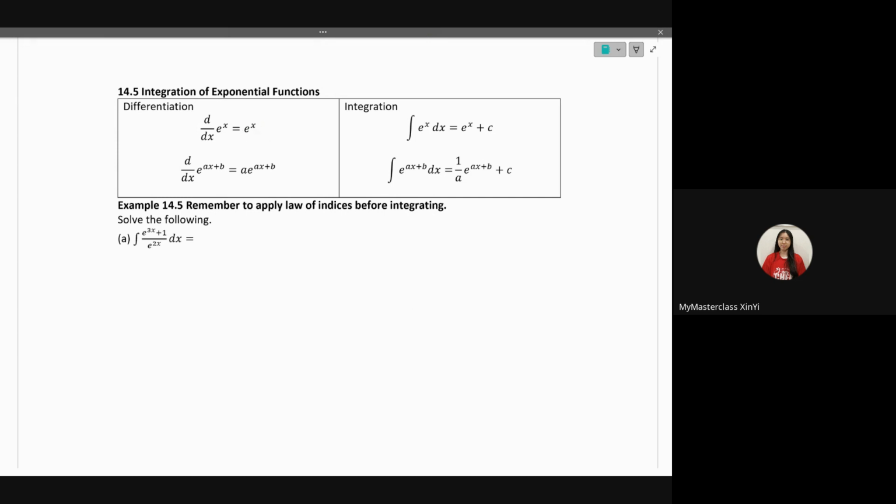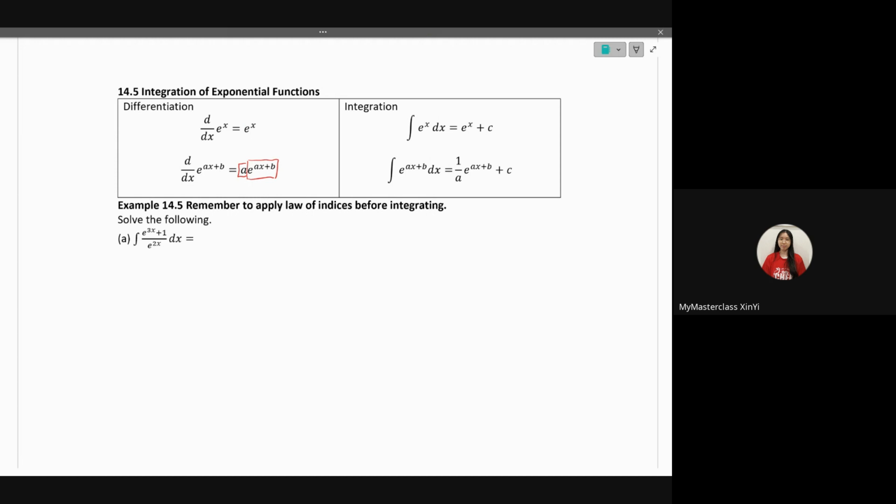And when we differentiate e to the power of ax plus b, we write back the same function, e to the power of ax plus b, then multiplied by the differential of the power ax plus b. So when I differentiate ax plus b, I get a, so I multiply e to the power of ax plus b by a. So that is for differentiation.